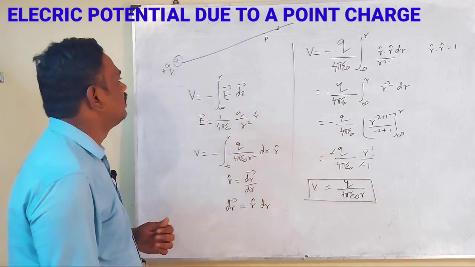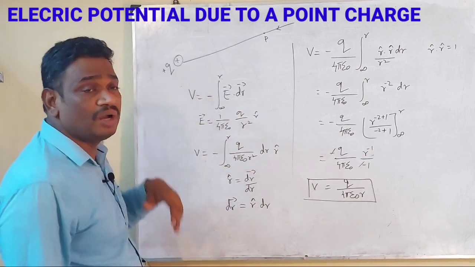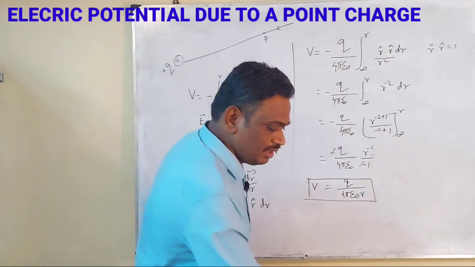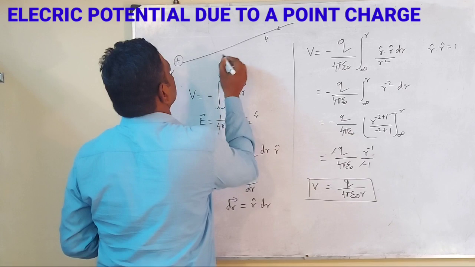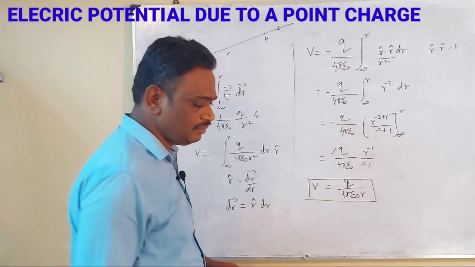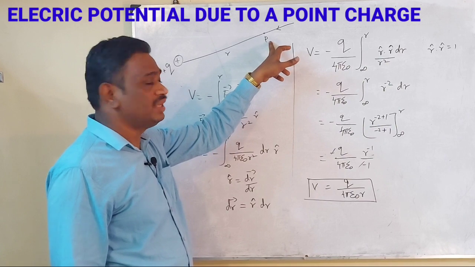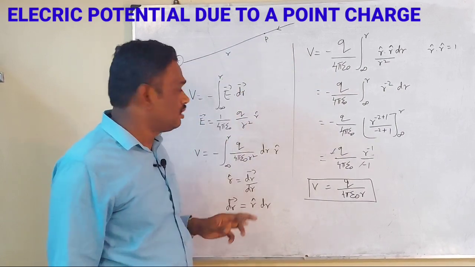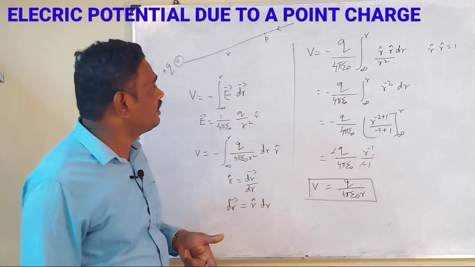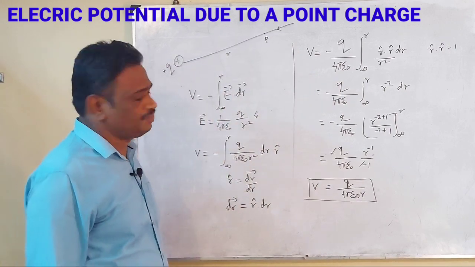Let us consider a positive charge Q. It is fixed at the origin. Now I am going to bring another charge from infinite distance to the point P. Here the point P is at a distance r from the charge plus Q. I am going to move the charge from infinite distance to the point P, which means at a distance r. That's why I am using the limits infinity to r. The point P is at a distance r from the positive charge.